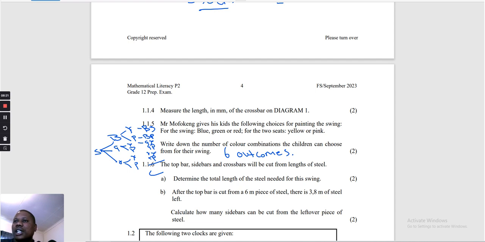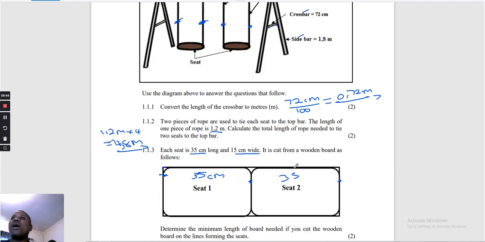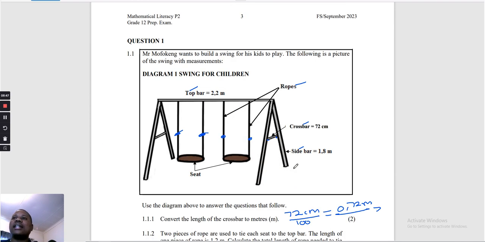Or the combinations. Then they say the top bar, sidebars, and crossbar will be cut from length of steel. It means that they're going to buy a long steel and they're going to cut from that. Determine the total length of the steel needed for this swing. For us to have this swing, how much of the steel must we buy?